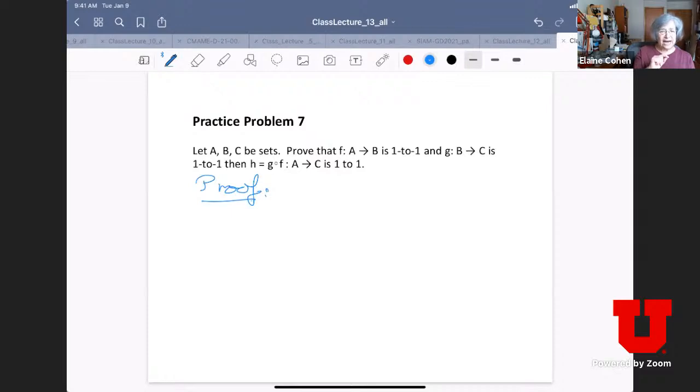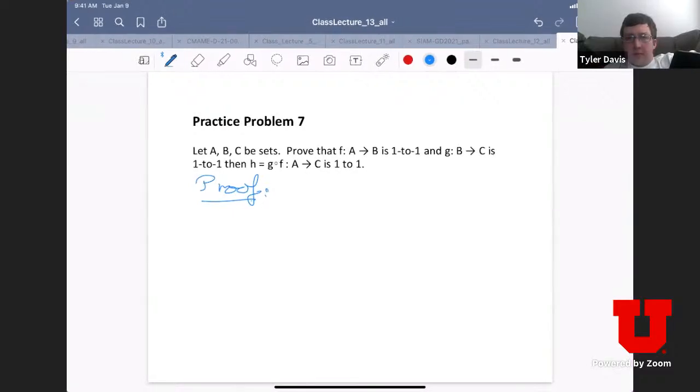So how do we start out proofs of things being one-to-one? We'll start. For every element, what is it? Say it again. For every element that exists in the domain, there exists one element in the codomain that it maps to. That's true for a function. That's the definition of function.